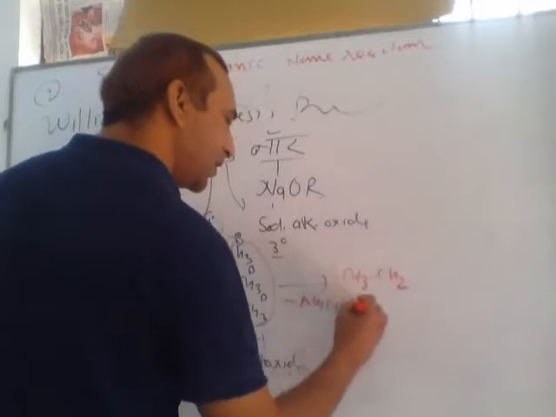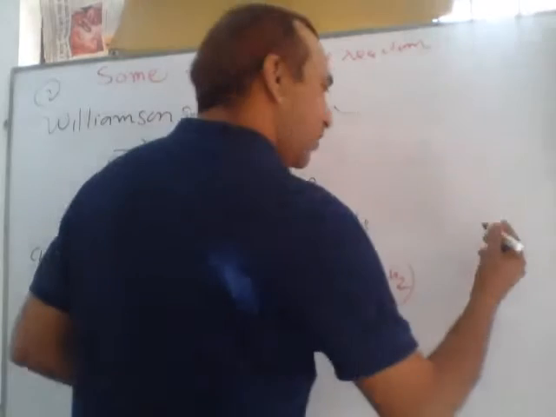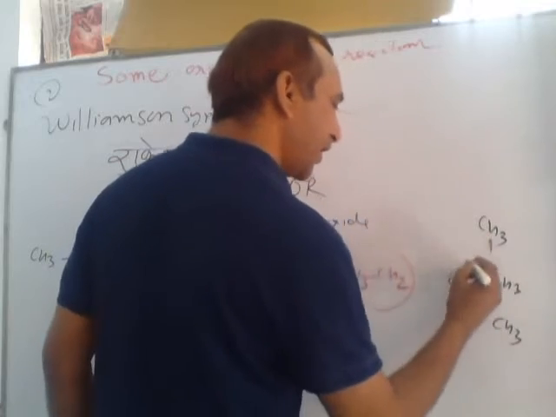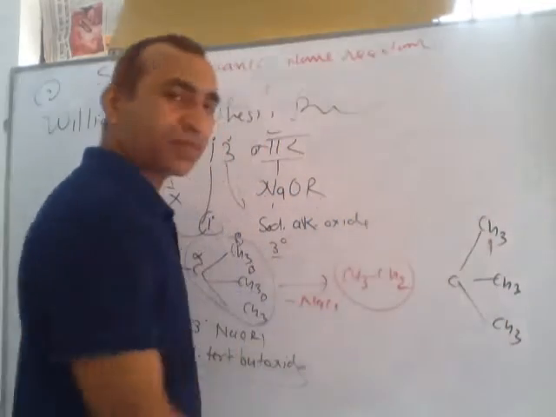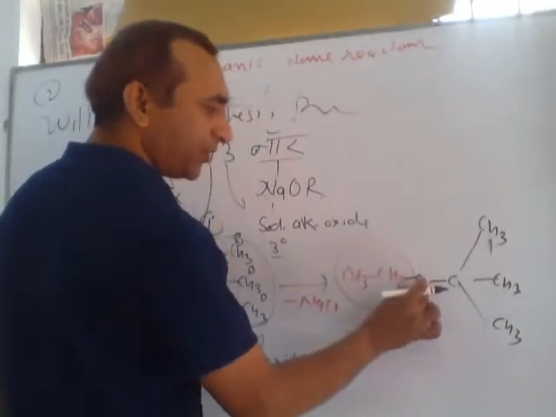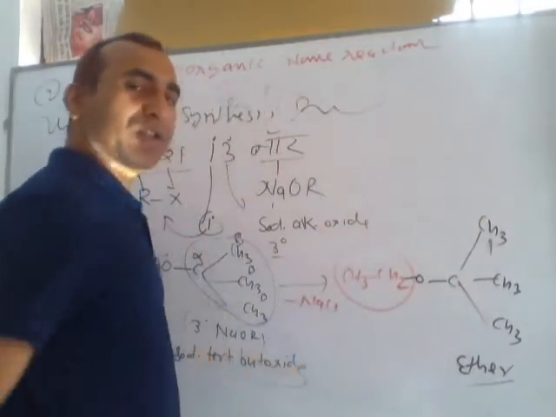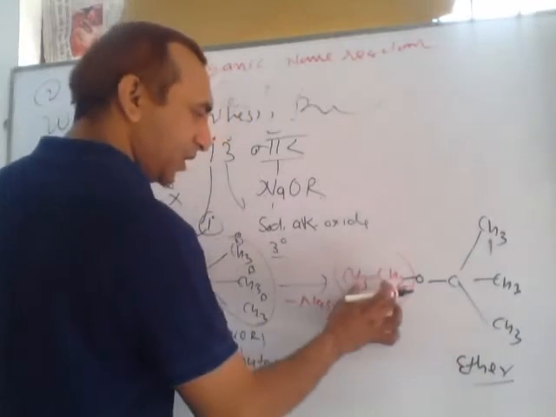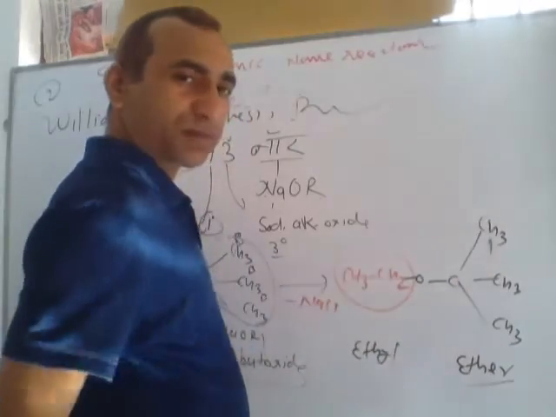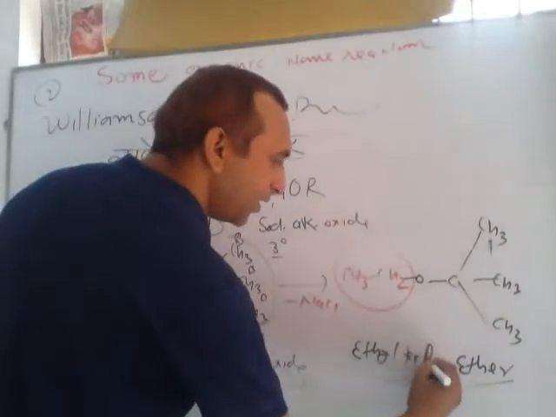CH3CH2, this is the ethyl part. CH3 connected with carbon, this system is called tertiary butyl, and both are connected with oxygen. If oxygen is present between two carbons, such compounds are called ether. This is ether, and its name: this is ethyl, and this system is called tertiary butyl. So ethyl tertiary butyl ether.